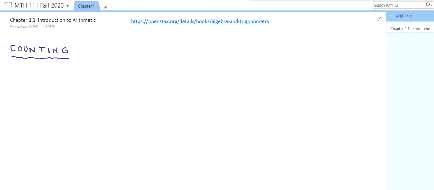Okay, we're going to start out here in Chapter 1 of the OpenStax Algebra and Trigonometry book. The link to this book is right here. You can also look up OpenStax on Google and search for Algebra and Trigonometry, however you want to do that. But we're going to begin very early here with some basic arithmetic, and we're going to talk about counting.